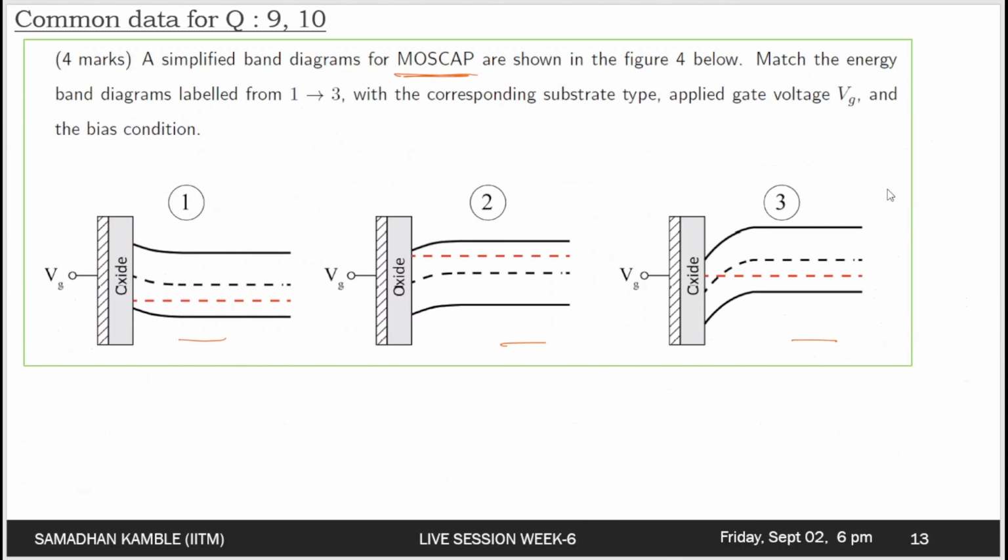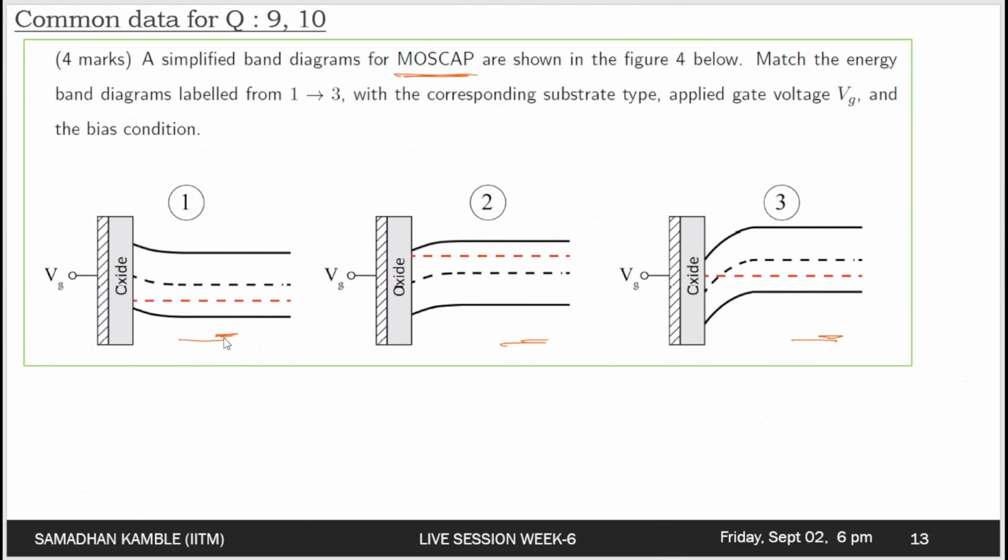First one is accumulation mode with negative voltage. Which type of substrate is this, which type of substrate is this, and which type of substrate is this? Where is the Fermi level? The Fermi level is not marked. Yes, the Fermi level is down, so it is P type. So this is a P type, this is N type, and this is again P type.